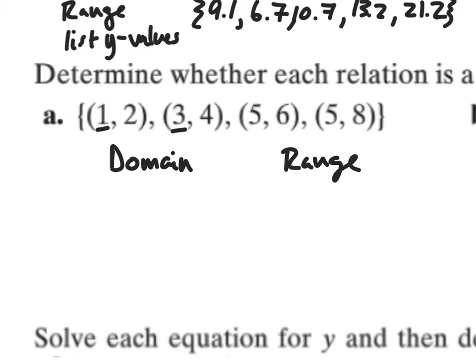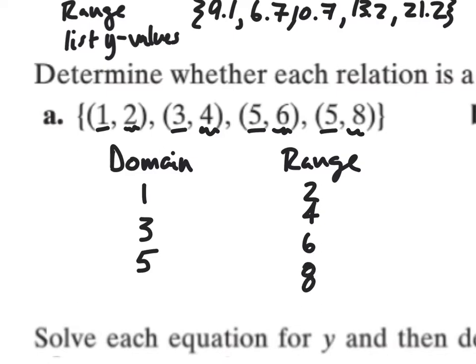All right, and I'm going to list off my domain. So my x values, 1, 3, 5, and 5. So 1, 3, 5. Now I don't need to write 5 twice, because that's redundant. And I do not hail from the Department of Redundancy Department. All right, so let's list out our range values. So I've got 2, 4, 6, 8. Who do we appreciate?